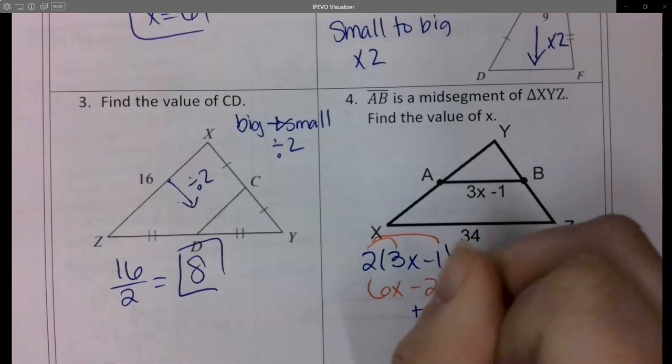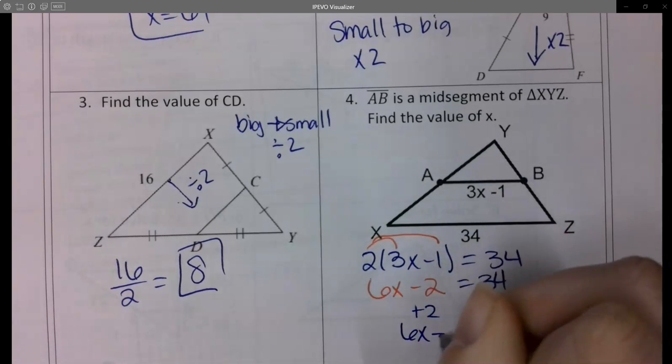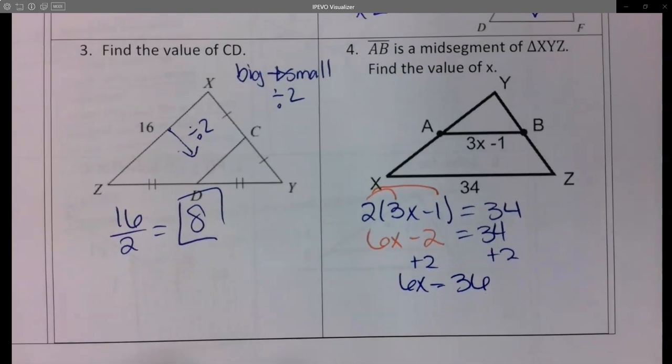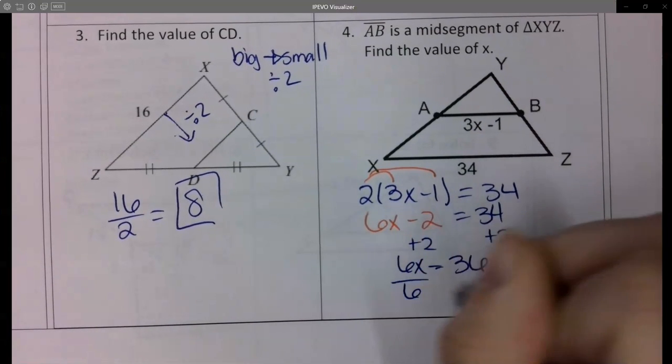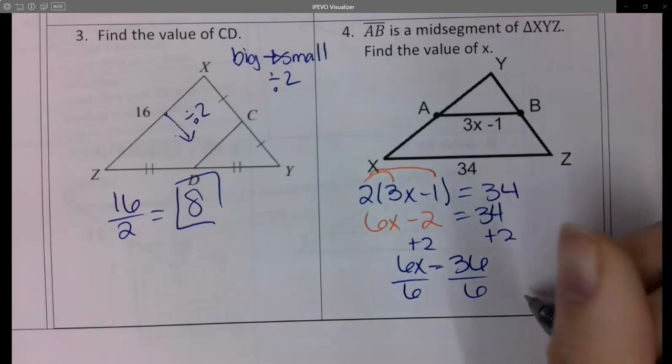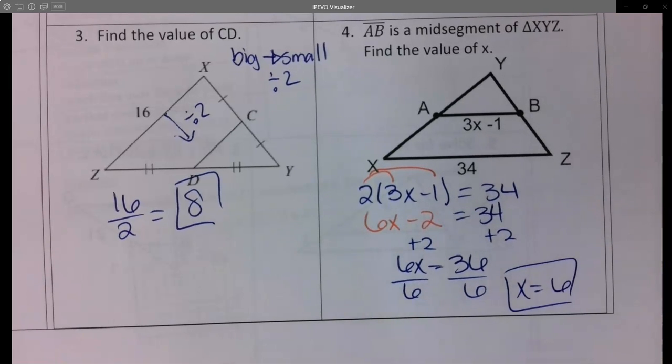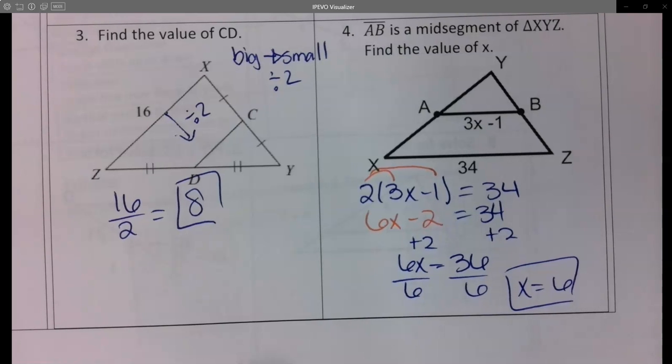Then I want to go ahead and add 2 to both sides. Then I divide both sides by 6, which will get me just 6. Questions on this one?